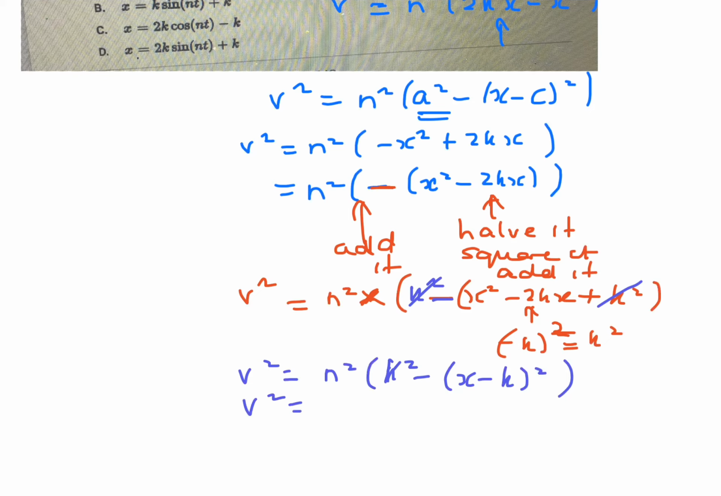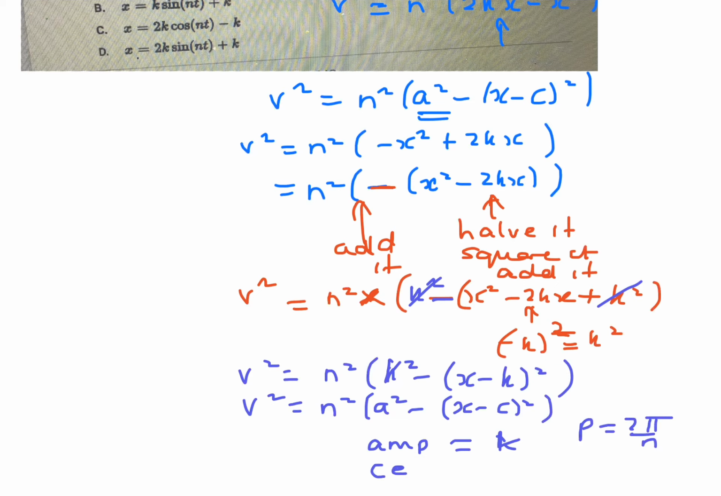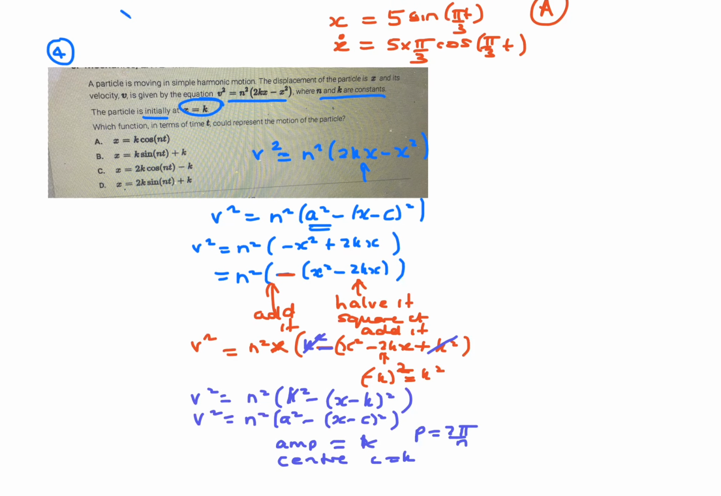So when I am now comparing this, that's n squared, a squared minus x minus c squared. That means that the amplitude would equal k, because that's what the a squared equals. The period is 2 pi on n, and the centre, c, is equal to k. So when I'm looking for a graph that actually models, it needs to be up k, so you need to have a plus k at the end. So that could be b or d. The amplitude is k, so that's why we're going for b. And then it's got the nt, which works as well.